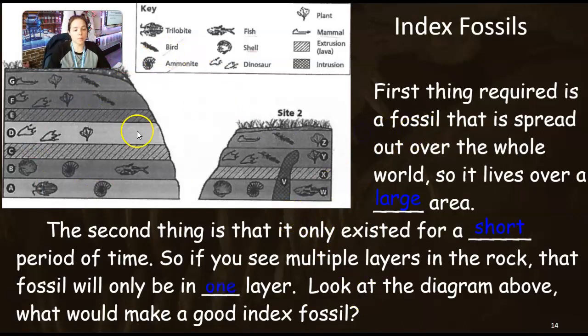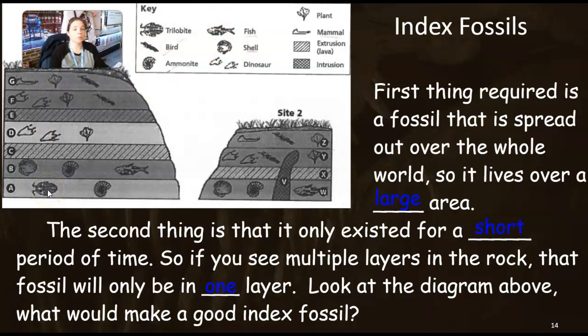So looking at this diagram above, what would make a good index fossil? Well, the first thing I would do is look over here. We've got the trilobite. All right, so there's one here. There's none over here. So I don't think it'd be such a good one because you want them in both sites, because that's the large area. Remember, you want large area, short time. And I did say there were three things. So the third thing we're looking at, and it's just kind of an obvious thing, is they have to be easily identifiable. So all of these are easily identifiable, so they potentially could all be index fossils.